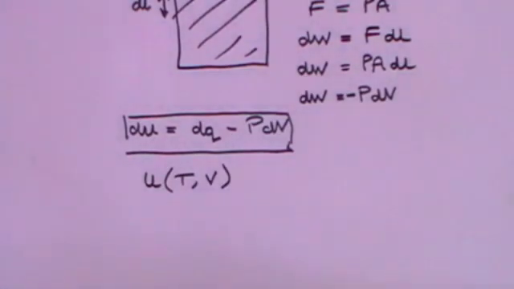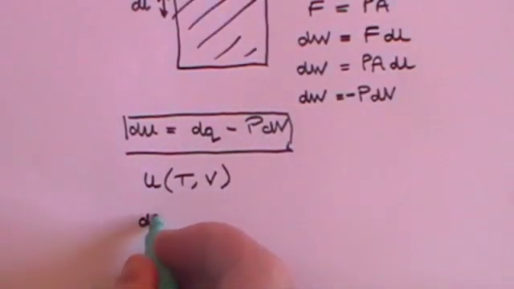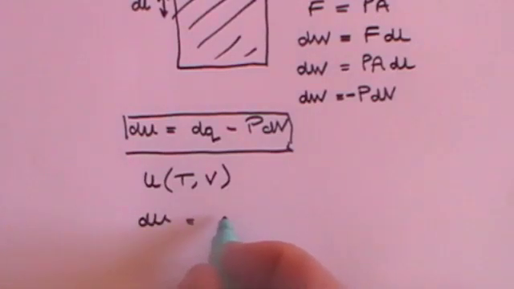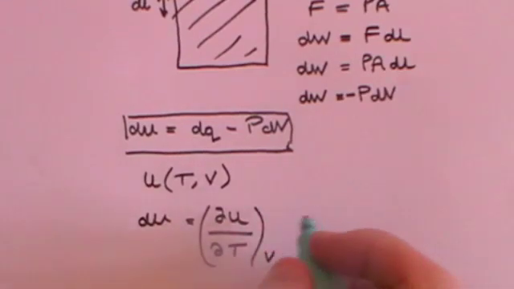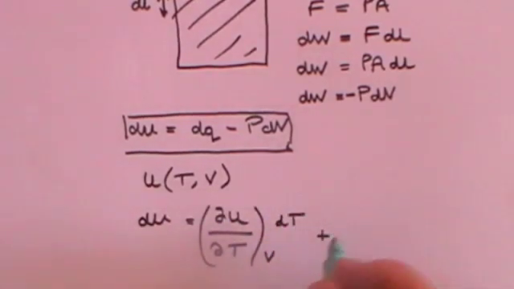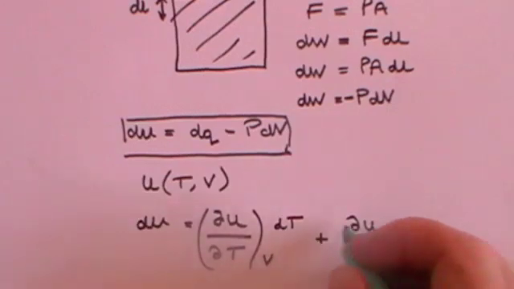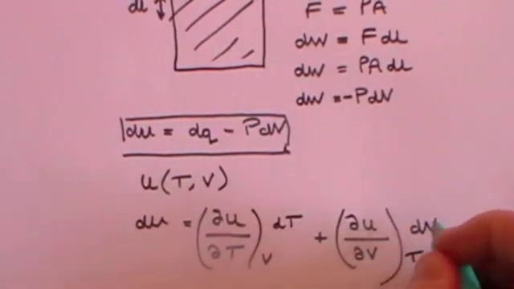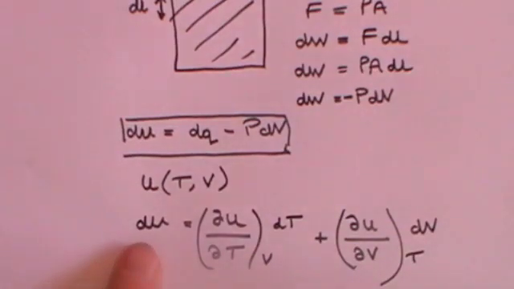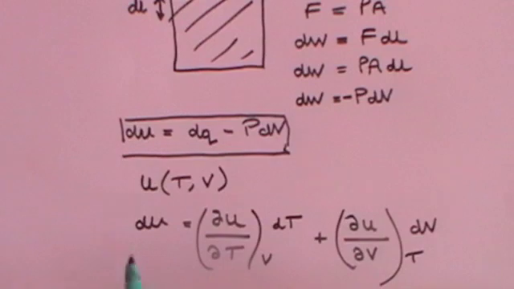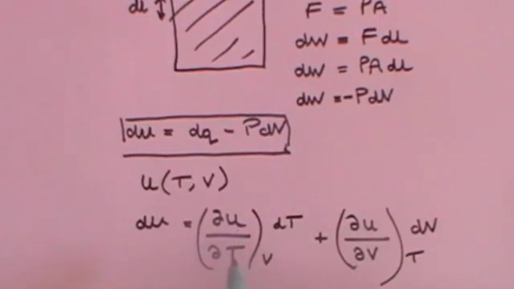Now, it is a fact of mathematics, and I'm not going to prove this, that dU is the derivative, which we describe as a partial derivative, and that's why it's got a curly d, with respect to temperature, if you keep the volume constant, times dT, plus the derivative of U with respect to volume, keeping the temperature constant, times dV. In other words, we're saying the total derivative of the energy is equal to the derivative of the energy with respect to temperature, keeping the volume constant, plus the derivative of the energy with respect to volume, keeping the temperature constant.